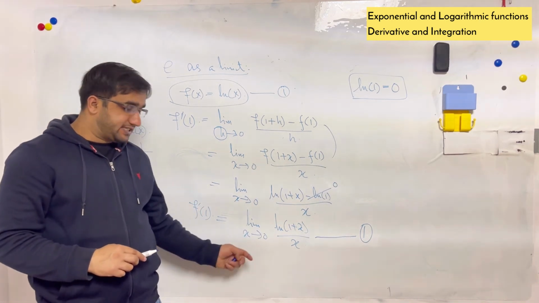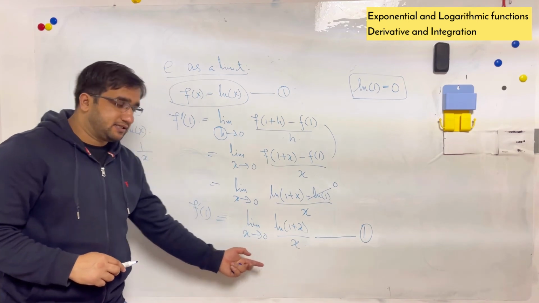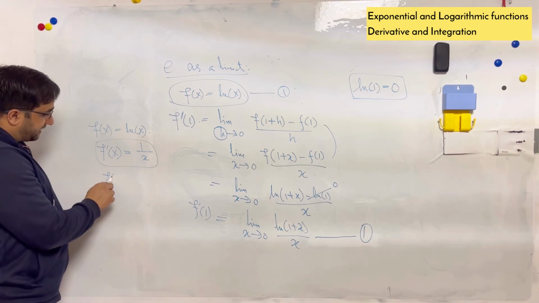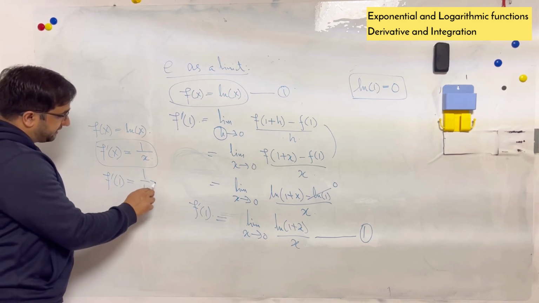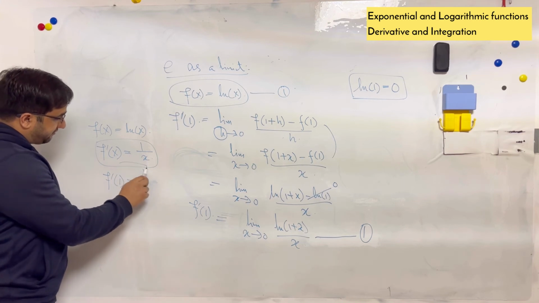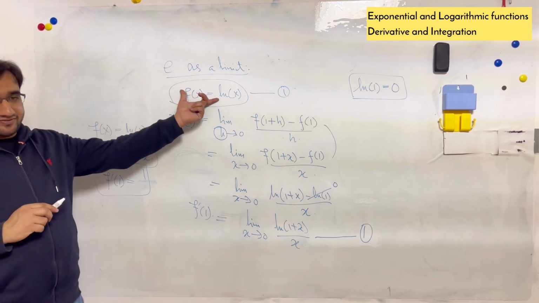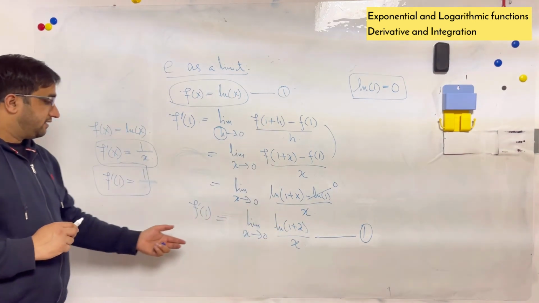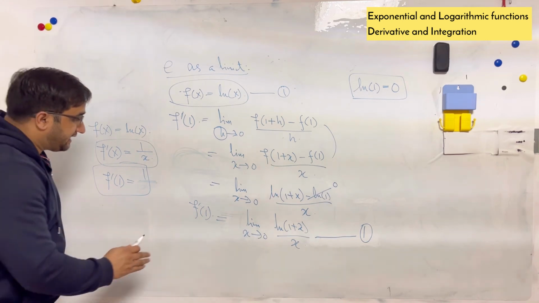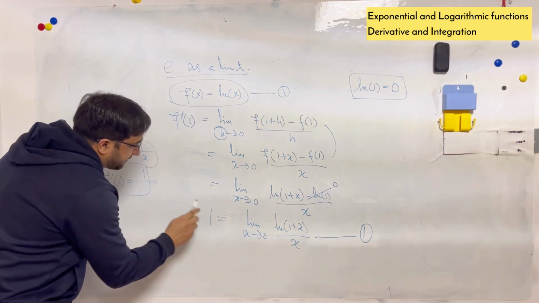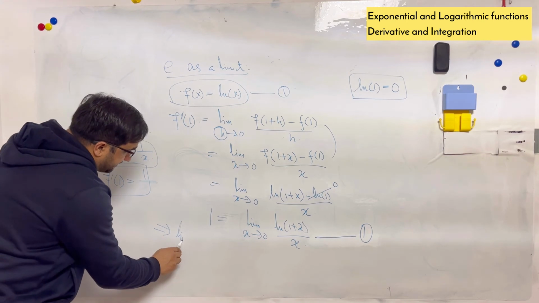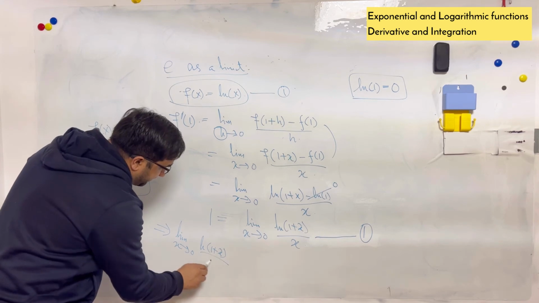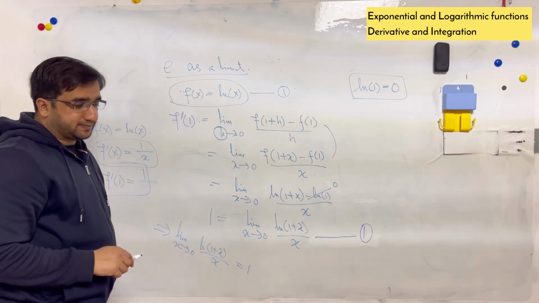We said by definition f dash of 1 is equal to this. We also have f dash of x. If we replace x with 1, then f dash of 1 means 1 over 1, that is 1. So we have f dash of 1 from the direct formula, and f dash of 1 from the definition. Both are f dash of 1, so I can replace this with 1. It means limit x approaching 0, ln of 1 plus x divided by x is equal to 1.